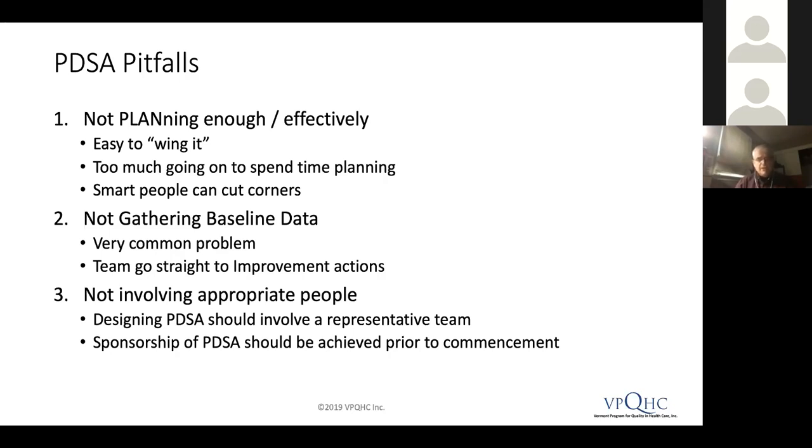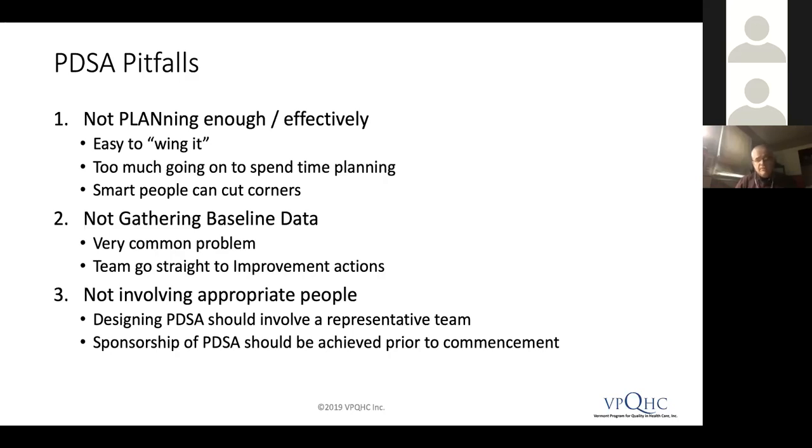So it's very common. What I would recommend is that each time you do a PDSA, at least ask the question, how are we going to measure this? How are we going to know it's an improvement? That then naturally leads you to thinking about, well, we need a baseline. So not gathering baseline data is a big pitfall.